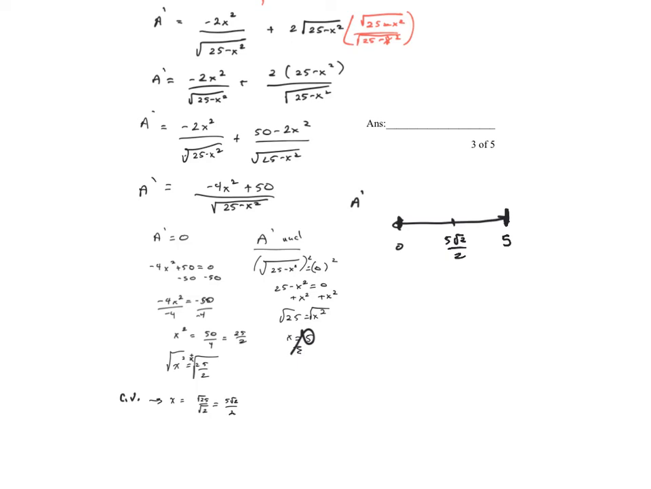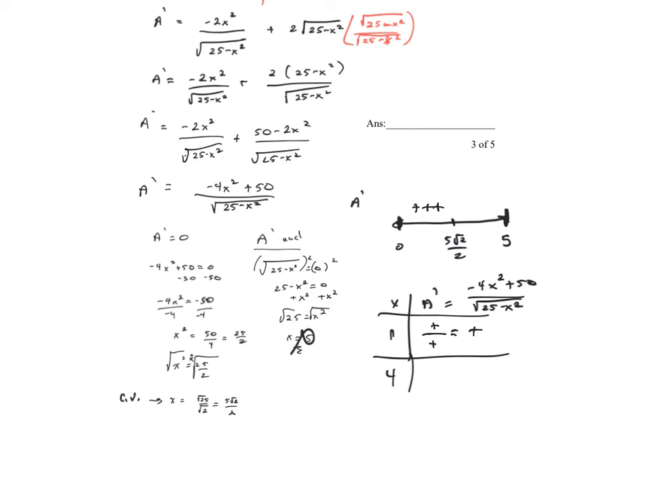So I need to pick some numbers to plug into the derivative. Again, the derivative being negative 4x squared plus 50 all over the square root of 25 minus x squared. I'm going to pick a number between 0 and 5 root 2 over 2. Again, 5 root 2 over 2 is about 3.5, so I'm going to pick about a 1. And then bigger than 5 root 2 over 2 but less than 5, how about the number 4? Plug in the number 1. 1 squared times negative 4 plus 50 looks like I'm getting a positive number there. On the bottom, 25 minus 1 squared, the square root of that is a positive number, so I do have a positive. Let's try the number 4.